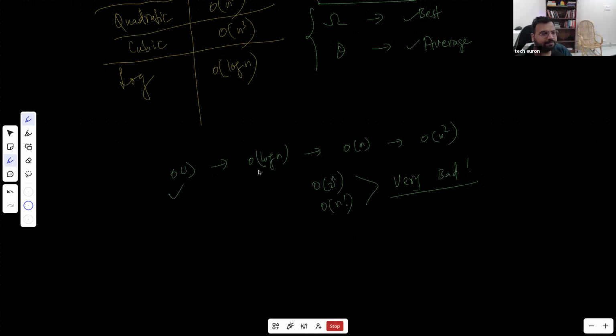Practically, whenever you are writing a solution in LeetCode, if it is O of n squared and someone asks you to optimize it, you will say okay, I can optimize it to O of n. If you are writing O of n and someone asks you to optimize it, normally O of n will become O of log n. Sometimes it can become O of 1, rarely.